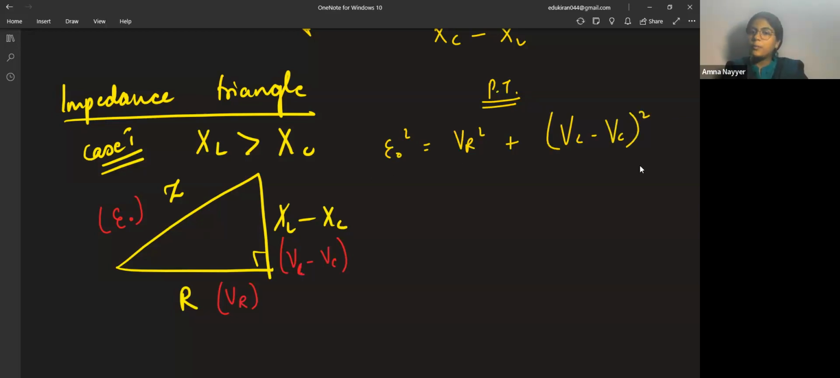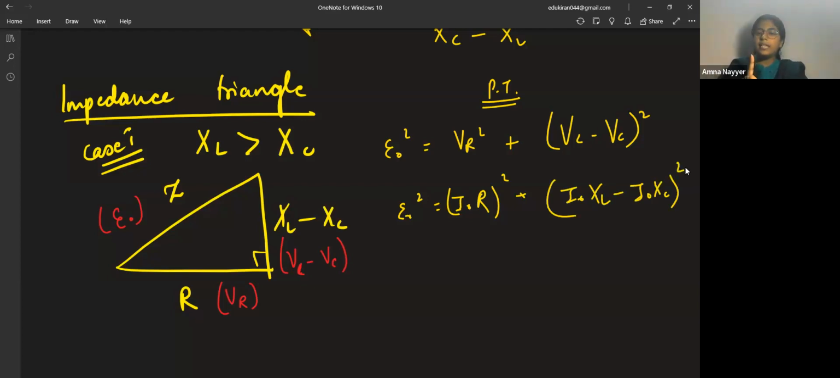H square is equal to P square plus B square. On applying, E naught square, keep it like this. VR is I naught into R, its whole square, plus VL is I naught into XL minus I naught into XC, whole square. This is how you can write it. One thing we can take, I naught square, at least we can take common from all of it. What is left from here? R square is left. From here, (XL minus XC) square is left.